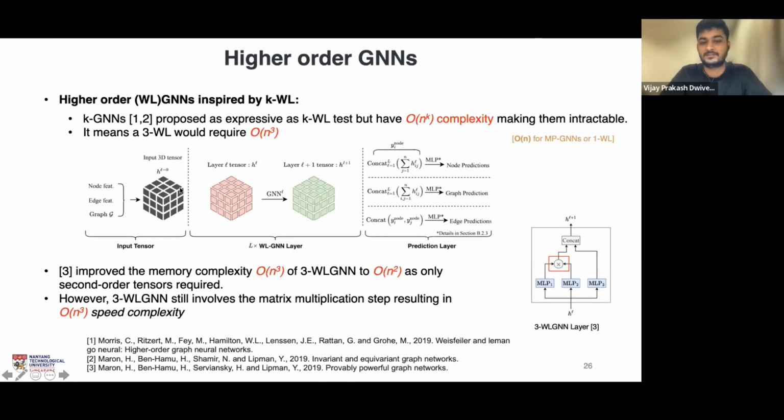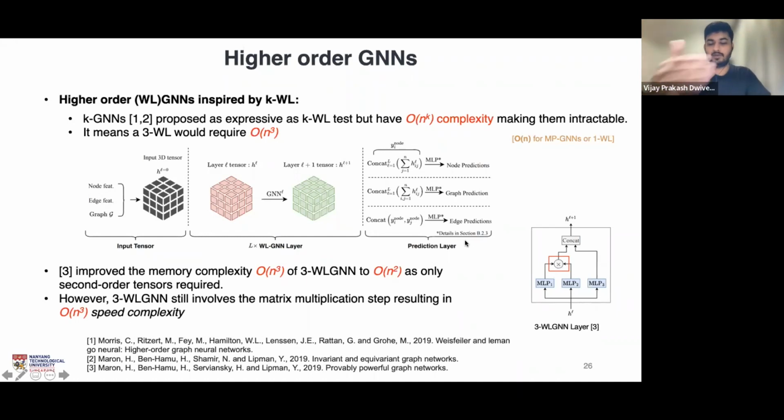Now we don't have the sparse graphs. We have the node information, edge information, and the graph structure represented in a 3D tensor. Because of these operations, the matrices are densified and we lose the sparsity. So this is the reason why we require quadratic and cubic memory and speed complexity.